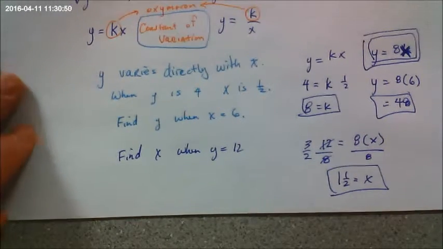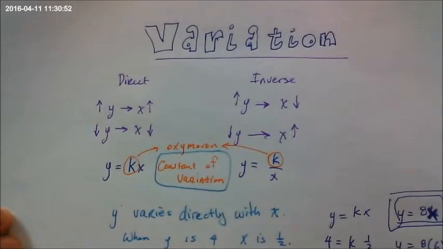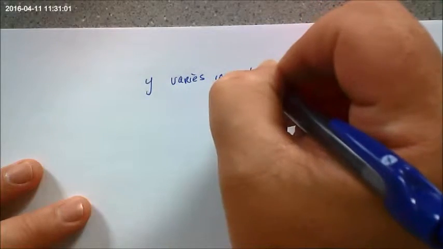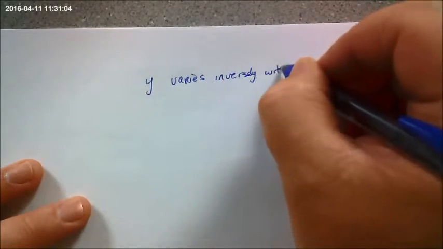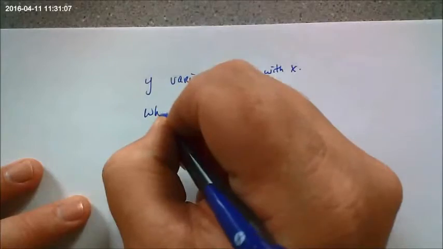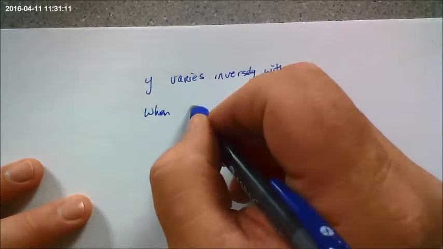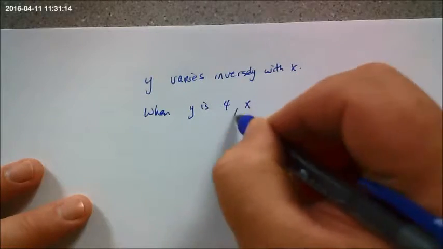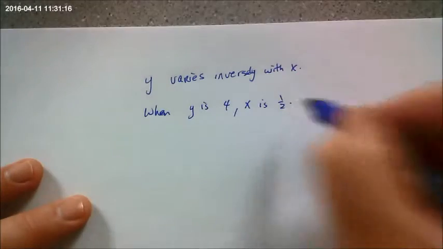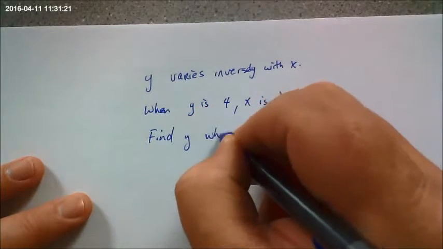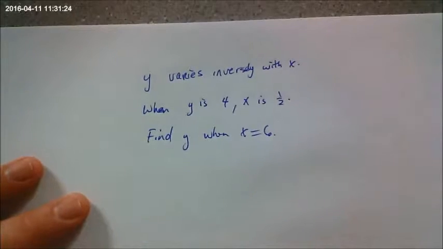It works pretty easy. Now, what if we did the same exact problem, but it was inverse? Let's say it said y varies inversely with x. This statement tells you how they're related, and this one describes the relationship. When y is 4, x is 1/2. Find y when x is 6.